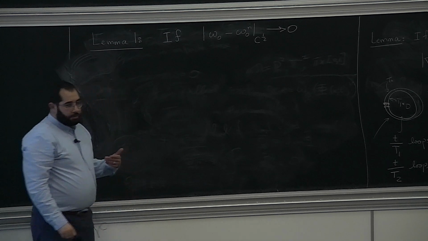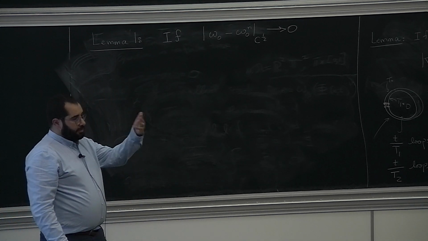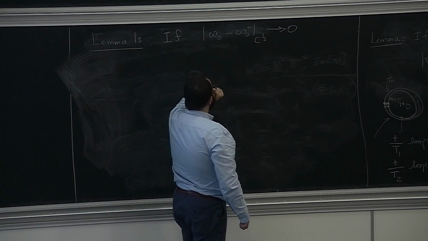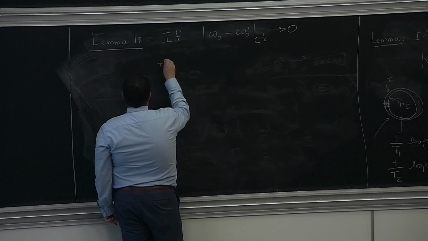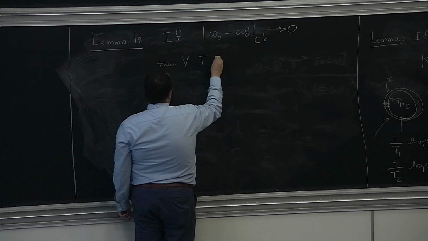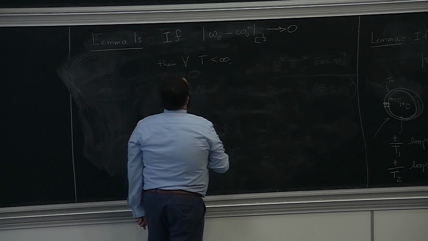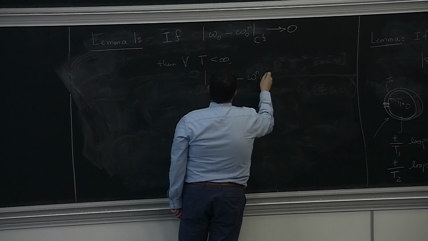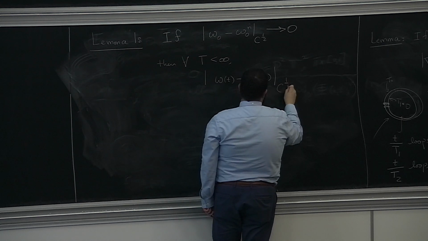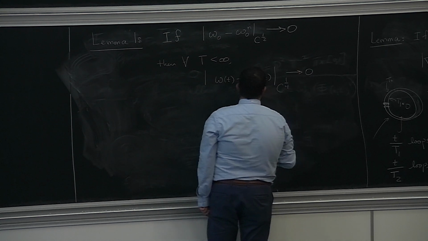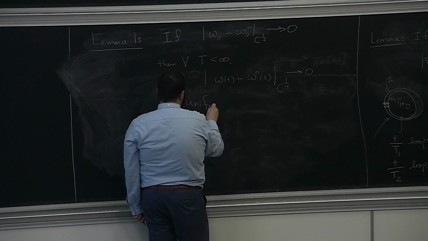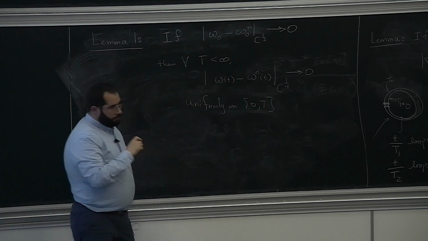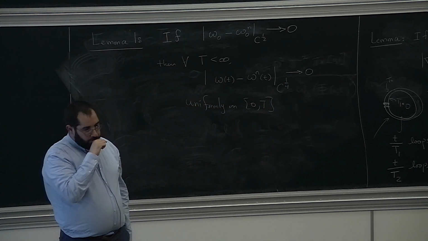A sequence of vorticities converging, say in C1 half, to another vorticity, omega 0. Then for all t finite, omega of t minus omega n of t in C1 quarter goes to 0 uniformly on 0 to t. Okay? So how do you prove that?